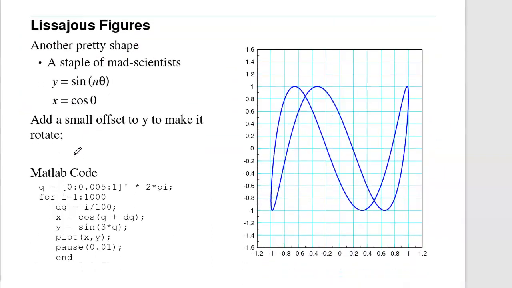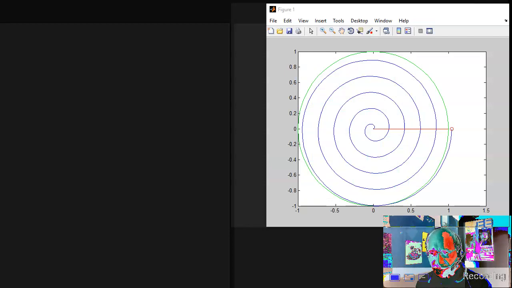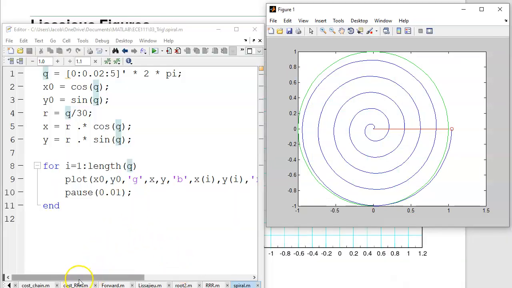And I can also do a Lissajous figure. This is what a Lissajous figure looks like. If I plot sine versus cosine, there it is.